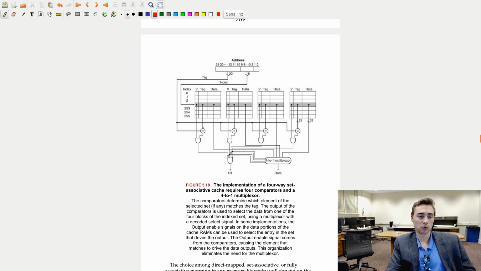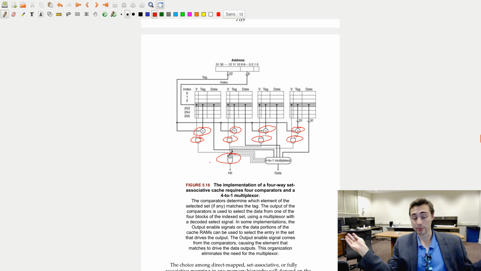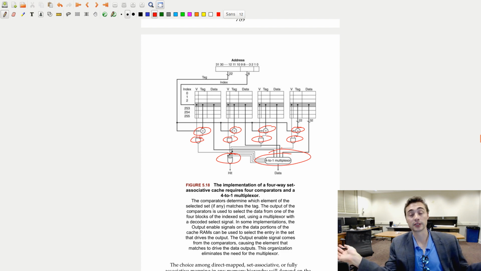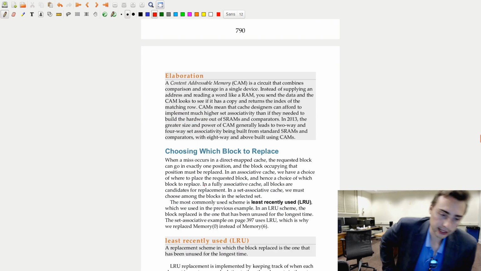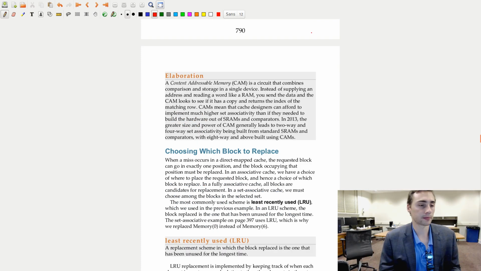Now we see, instead of 1 comparator, we have 4. Instead of 1 AND gate now, we have 4. We now have to have not just an AND gate, but we have to have an OR gate as well to see if any of them hit. And then we also have to have this multiplexer to decide whose data we are taking, if it's valid. So that's really how a set associative cache works.